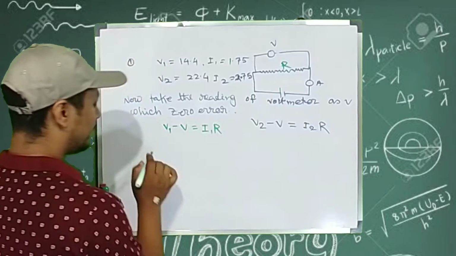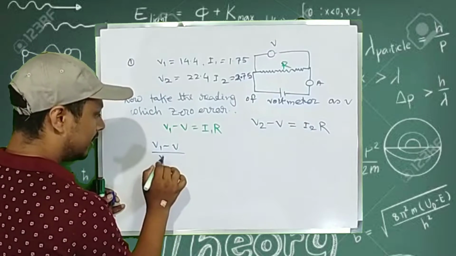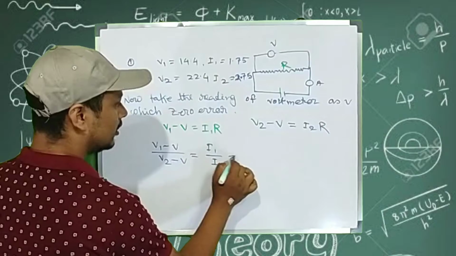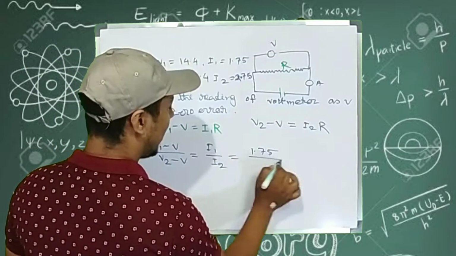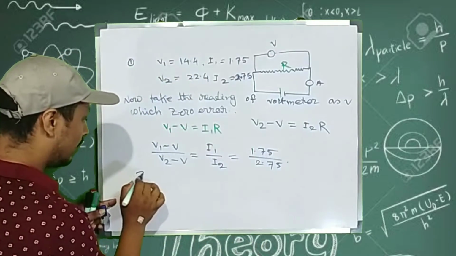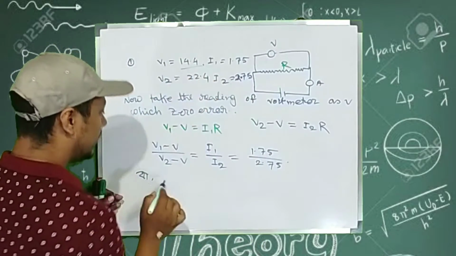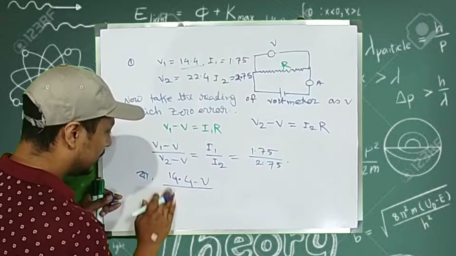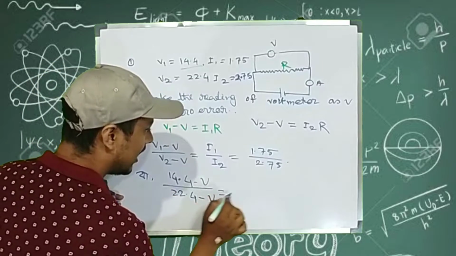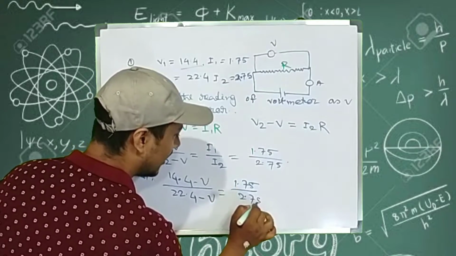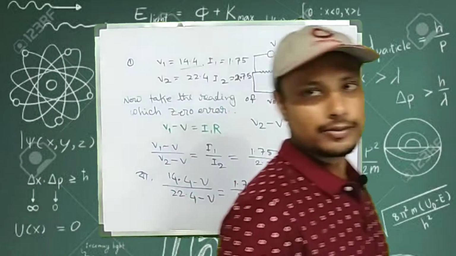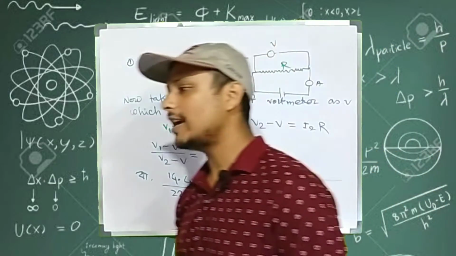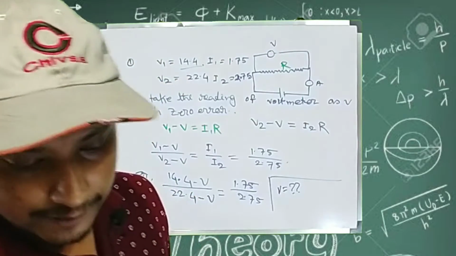And if you divide these two, V1 minus V in the numerator and V2 minus V in the denominator, that is I1 by I2. Now I1 is 1.75 and I2 is 2.75. For V1 you put the value of 14.4 minus V, and for V2 you put 22.4 minus V, over 1.75 and 2.75. Now it is your duty to solve this expression and find the value of V, which is exactly the given answer.